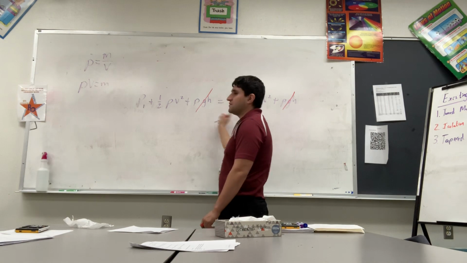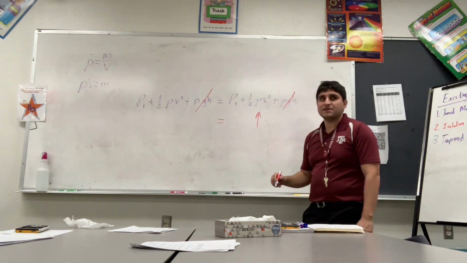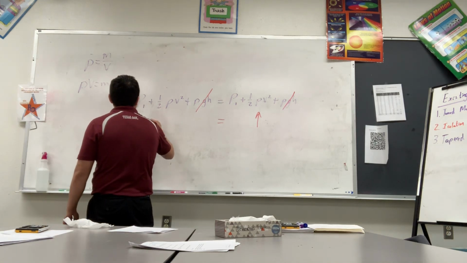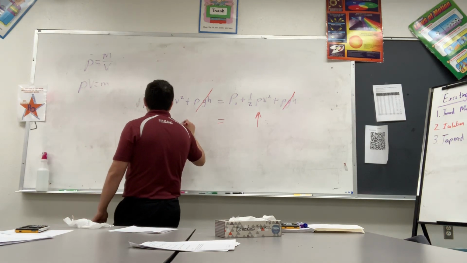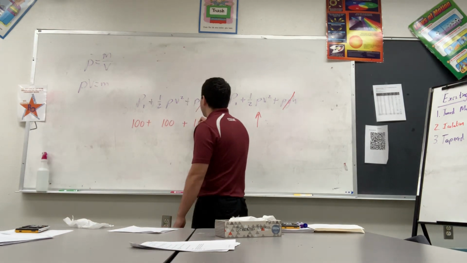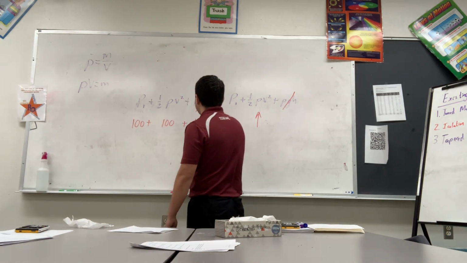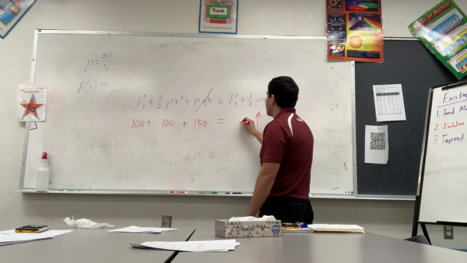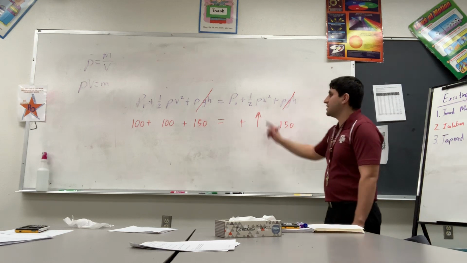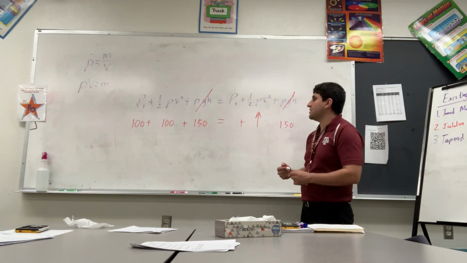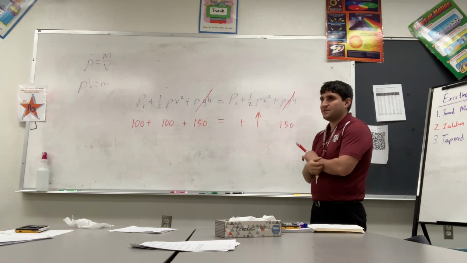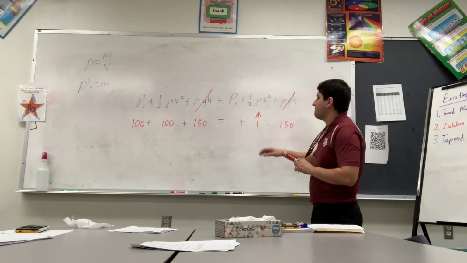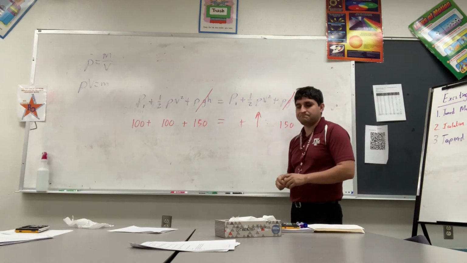But what do I know about these two things? They're equal. So something else has to change. So the pressure over here is 100, and this is 100 over here, and this is 150. I know that that's going to stay the same. But if my velocity went up, what happened to my pressure? It went down. If one gets bigger, the other one has to get smaller.